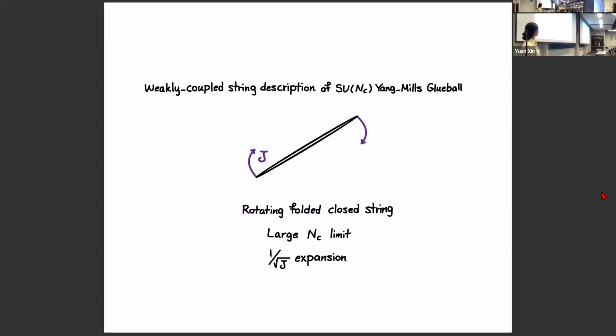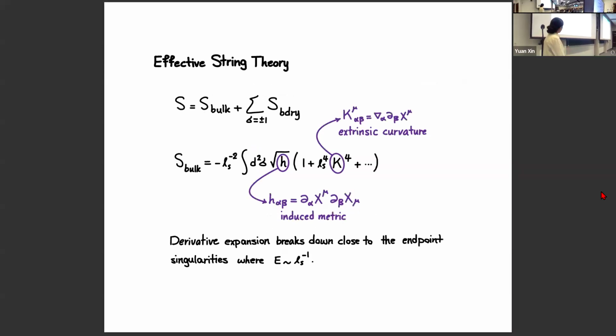This talk will focus on the weakly coupled string description of a glueball, which is a rotating folded closed string. I will assume large N limits so that we won't have any string splitting, and I will assume large J, so we can have a one-over-J expansion and perform perturbative calculations. To start, I want to describe this effective string theory that we've been working on.